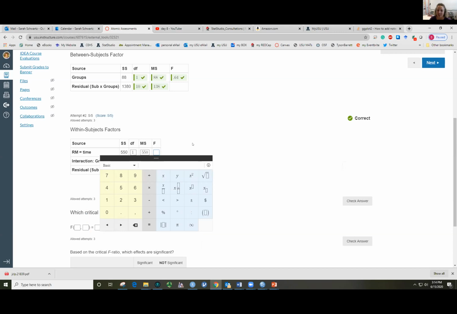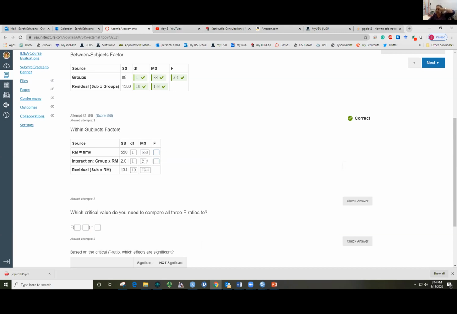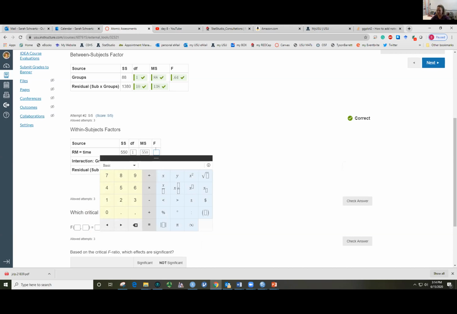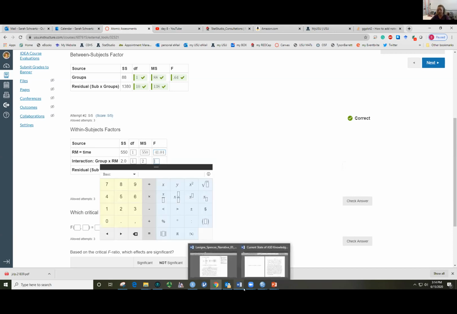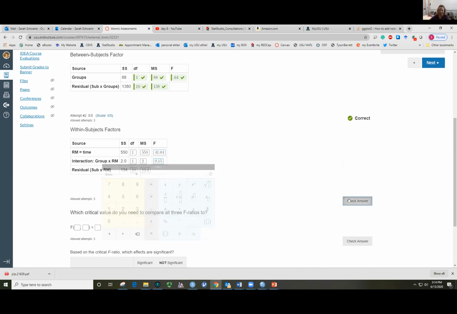Okay, now the F statistic's a little more complicated. We're going to have 2 F statistics. They're going to have different top numbers, but they're both going to have the same bottom number. And both of them are going to have the bottom number 13.4. We can do this together. What's our first F statistic for the repeated measure of time before and after drinking the vodka? I got 41.04. I got that too. What about the interaction between the grouping variable? 0.15. 0.15? Yes.